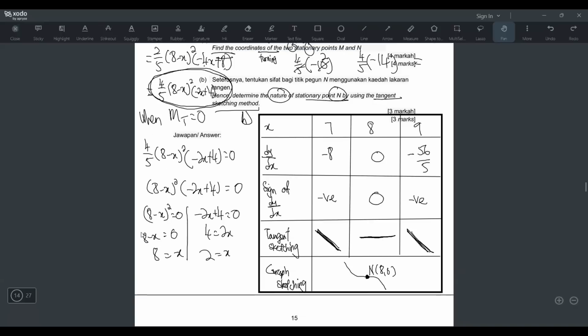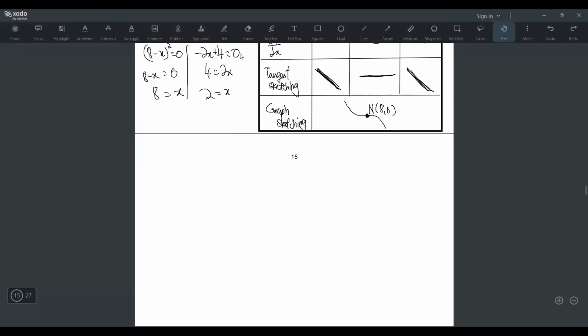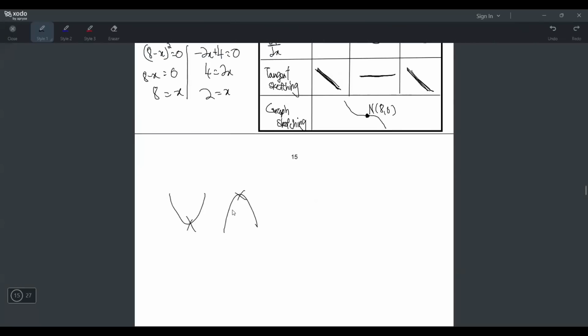So what we have to write here as the conclusion is what? Determine the nature of stationary point N. We don't call this minimum or maximum. We only call it minimum when the graph sketching is like this. If the graph sketching is like this, we call it maximum. But if it's like this, calling this maximum is not correct because this is not the highest point.